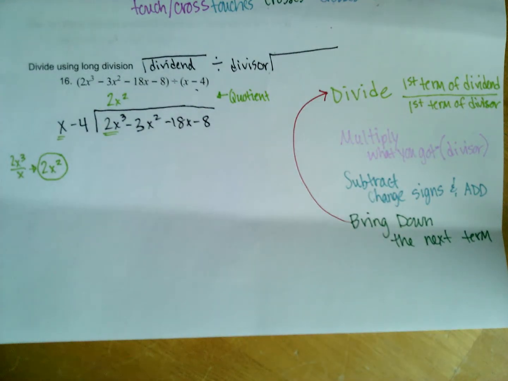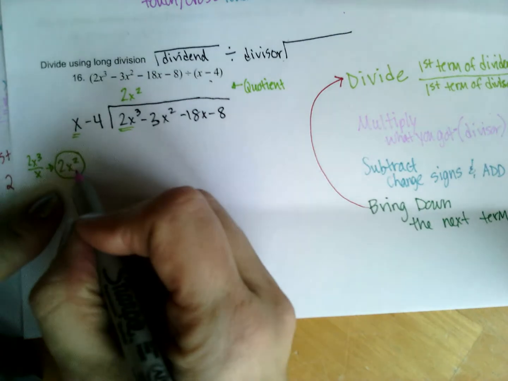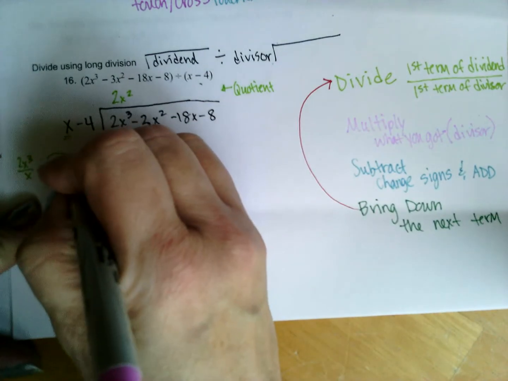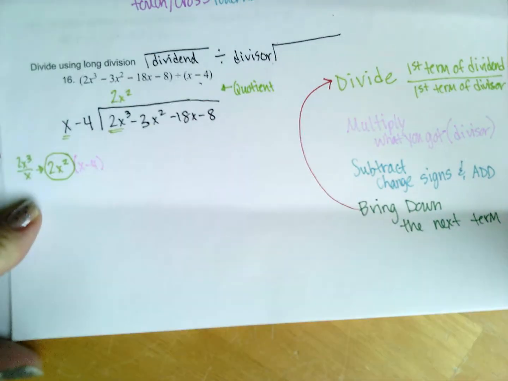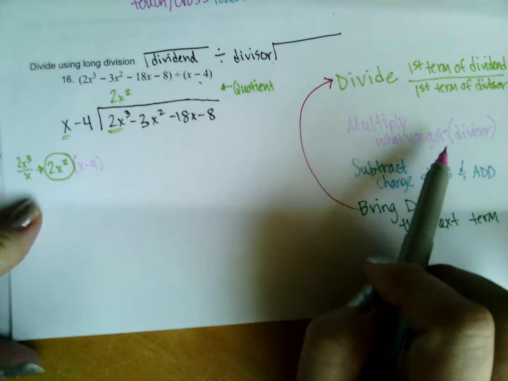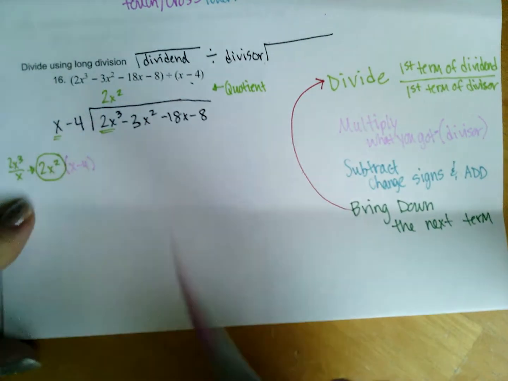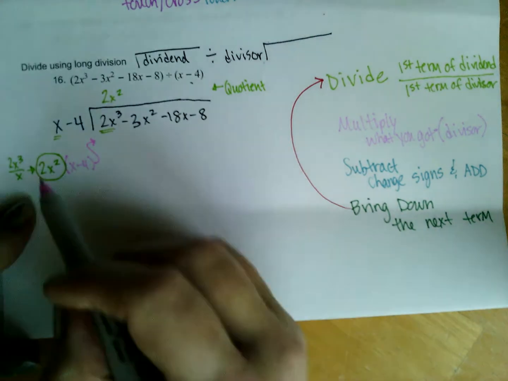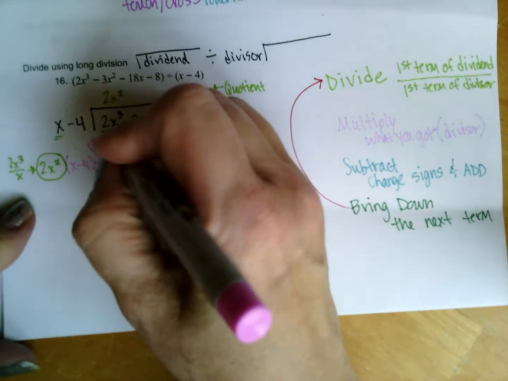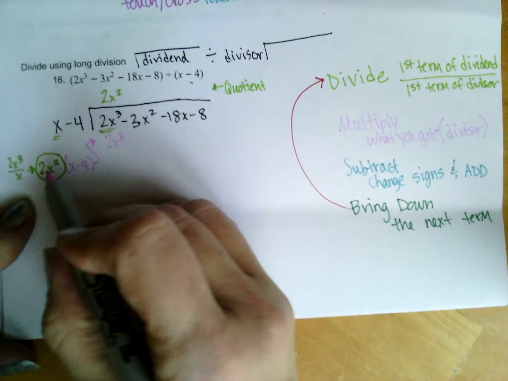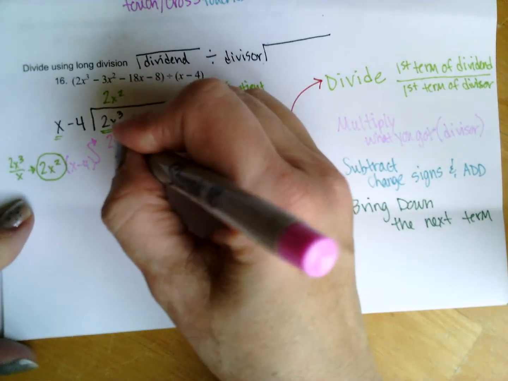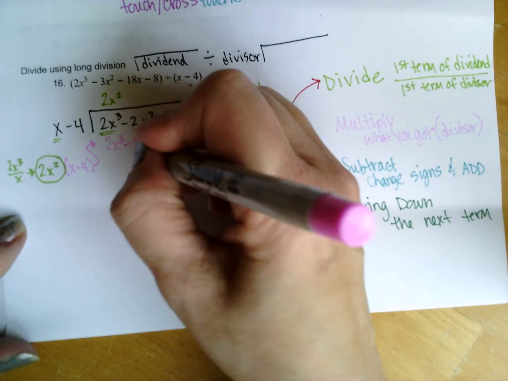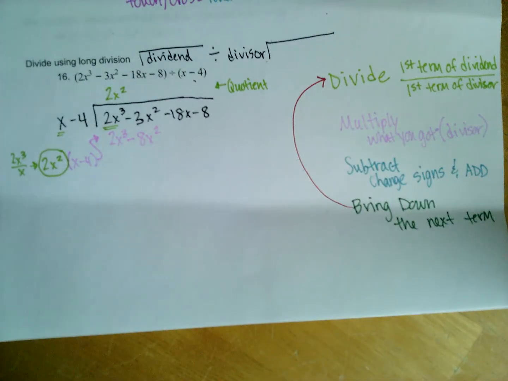That was the divide step. The multiply step is to take what you just got, and for simplicity's sake, I usually just write it right next to it there, times the divisor that I put in parentheses, so times the x minus 4. Now what I get from that step is going to go here. So I'm going to distribute: 2x squared times x is 2x cubed. 2x squared times negative 4 is negative 8x squared. Please pay very close attention to your signs when you are doing this process. So that was the multiply step.